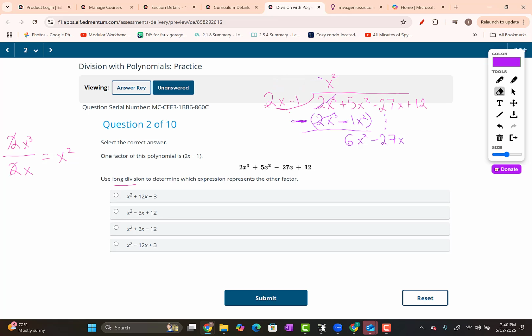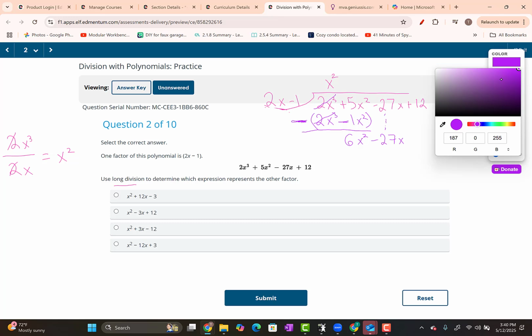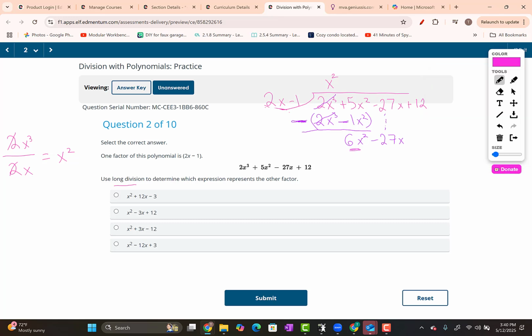So remember, we divide, and then we multiply, and then we subtract. So again, this time we're going to divide this first term here, 6x squared, by this first term here, 2x. So what is 6x squared divided by 2x? Well, 6 divided by 2 is 3, and x squared divided by x is just x. So that gives us a 3x.